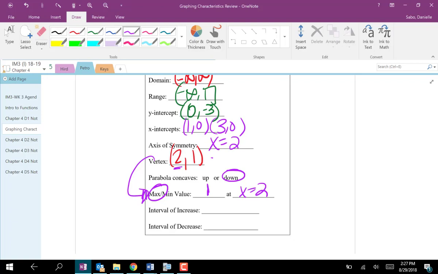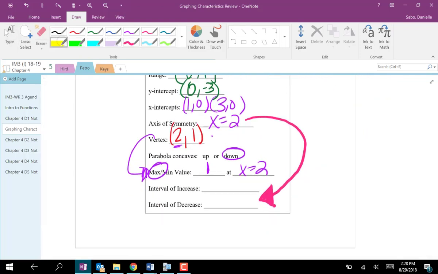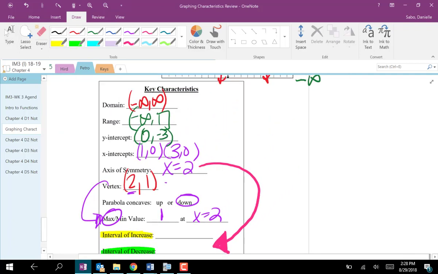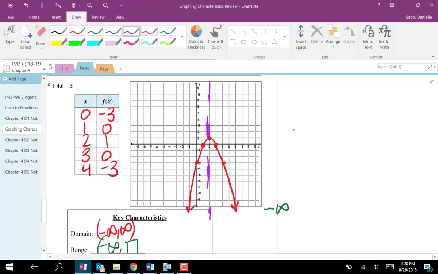Now, interval of increase and decrease, I'll give you a little hint. Remember, you're always using your axis of symmetry. So the number you should be using in this problem is 2 because that's your axis of symmetry. Always go left to right. I'm going to use the same colors. Interval of increase is going to be yellow and decrease is going to be green. But from left to right, here we go. Remember, my axis of symmetry is down the middle, and it's at 2. Is the left side or the right side increasing? The left side, so I'm going to highlight that yellow.